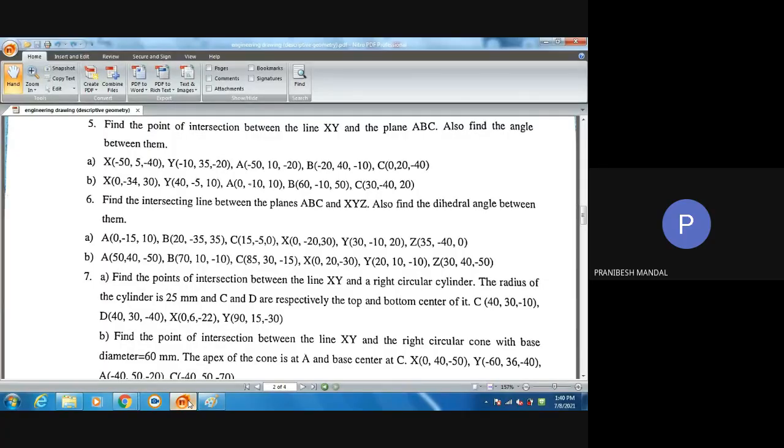Total number of students divided by 2, 5A and 6A. Total number of students divided by 2, 5B and 6B. First part and second part, okay?